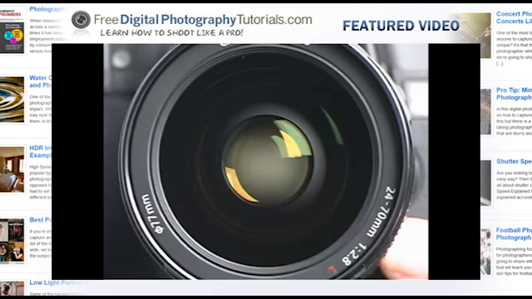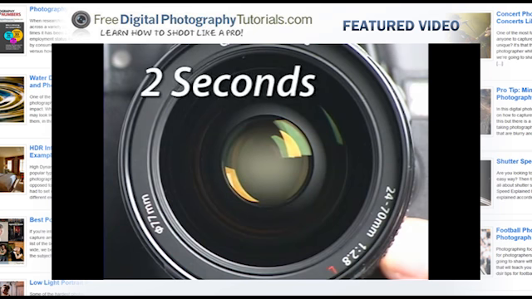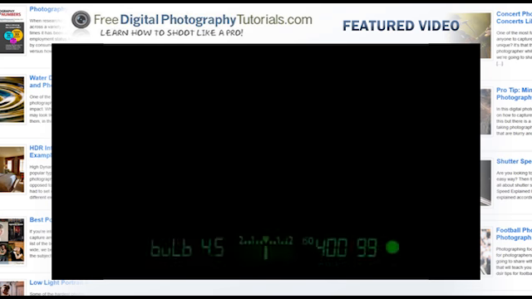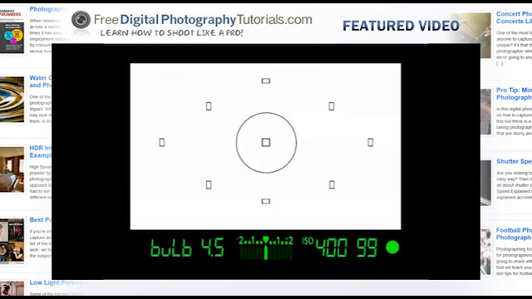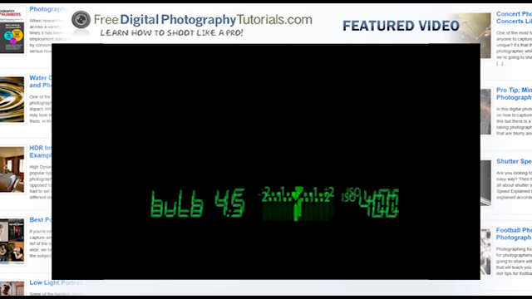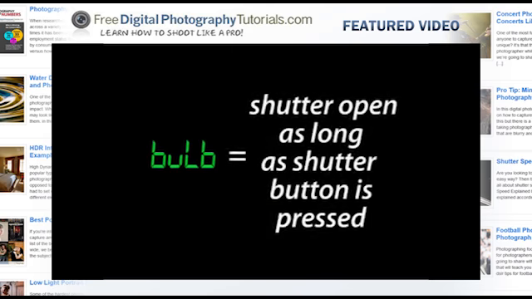Let's look at two shutter speeds in real time. This would be a shutter speed of 1/30th of a second. And this is a shutter speed of 2 seconds. Lastly, a shutter speed that you may see in your viewfinder is bulb, and this refers to leaving the shutter open as long as you would like.